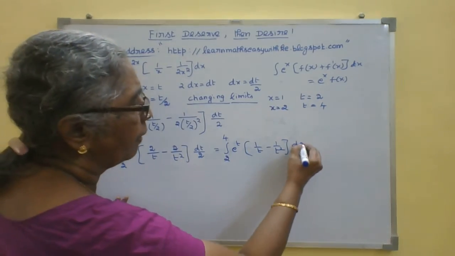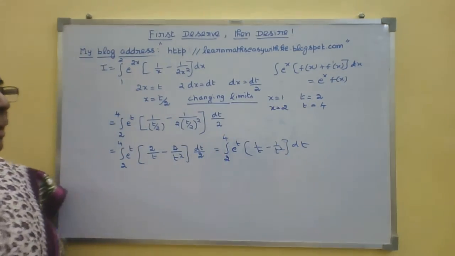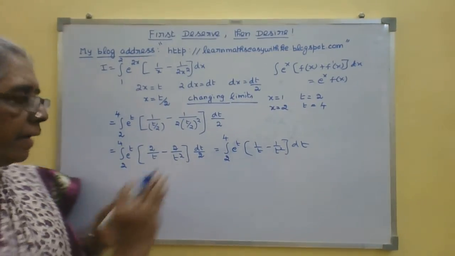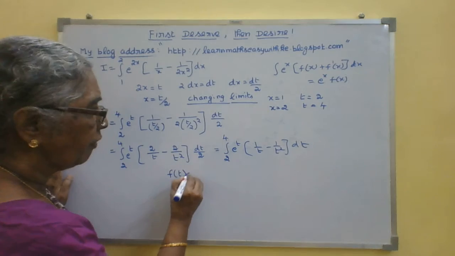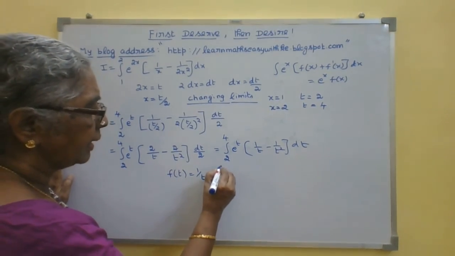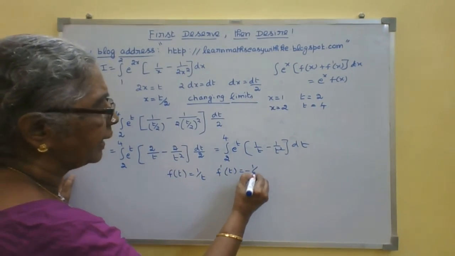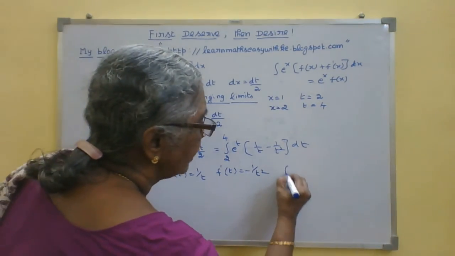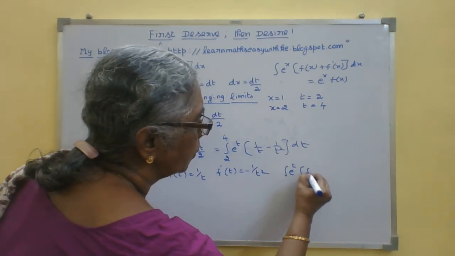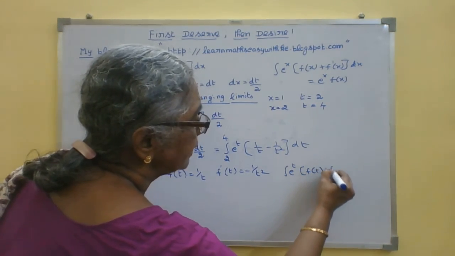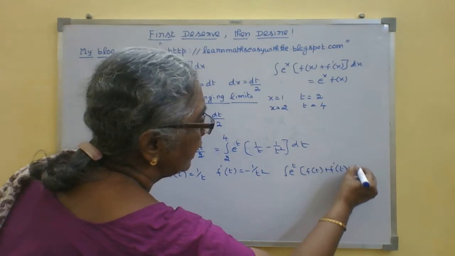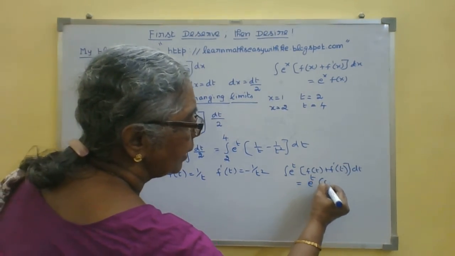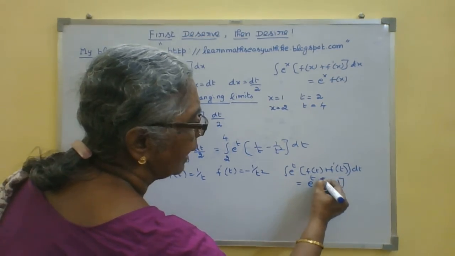Now this is of the proper format. We have come in that. If you see, if this you take it as f of t, because it is not x, I will write now. Now my f of t is 1 by t. My f dash of t will be minus 1 by t square. So now this is of the format integral e power t into f of t plus f dash of t dt. So now the answer will be e power t into f of t. That will be the answer now.